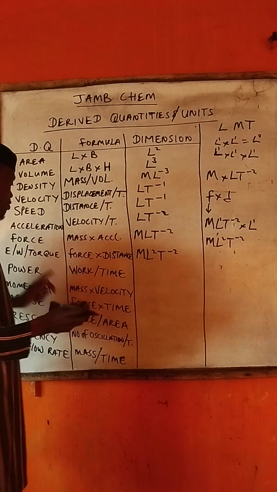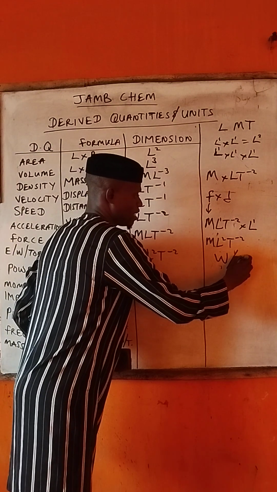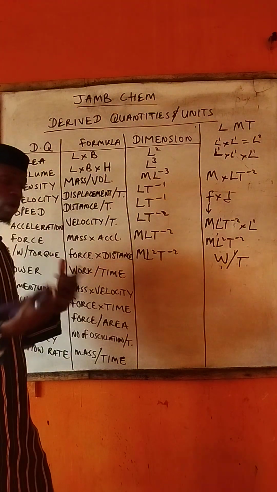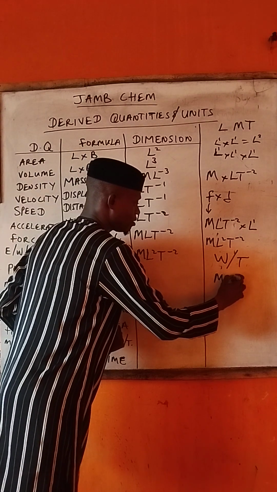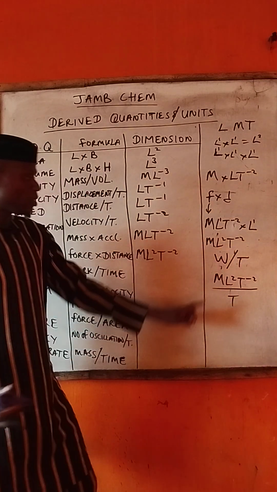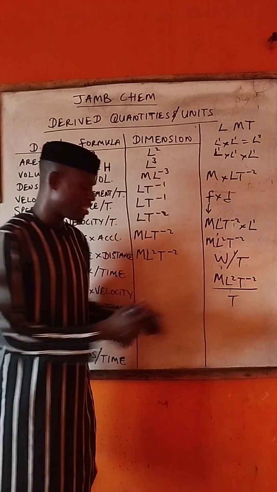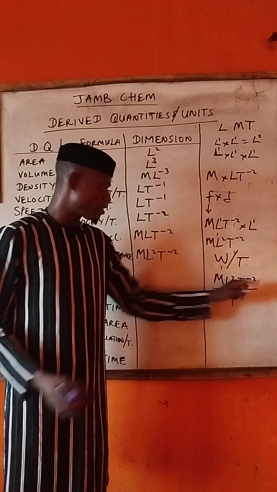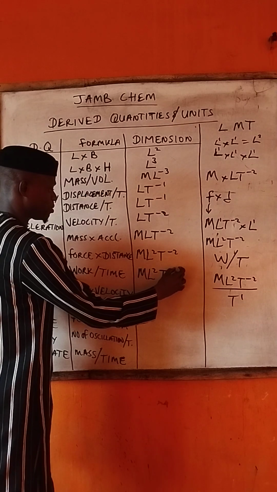That is for energy. Now for power, power is work over time. We have work divided by time. Work is still the same thing as energy, as well as torque. So work is ML raised to 2 T raised to minus 2, divided by time, T. So we have 1 T downstairs, and when this 1 T comes up to join the other, it becomes minus 3. So power is ML2 T raised to minus 3.